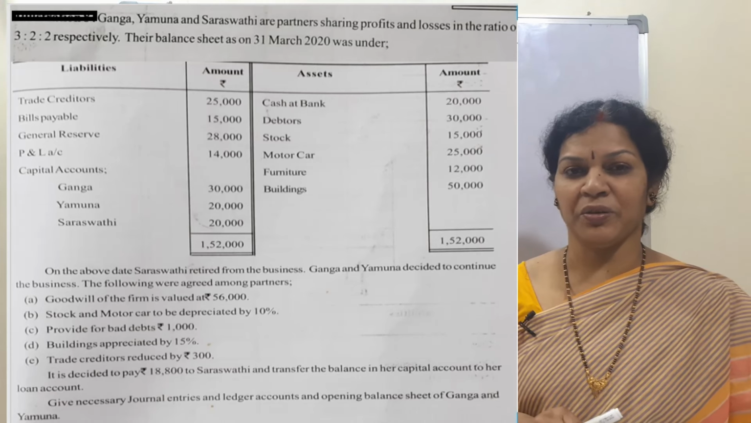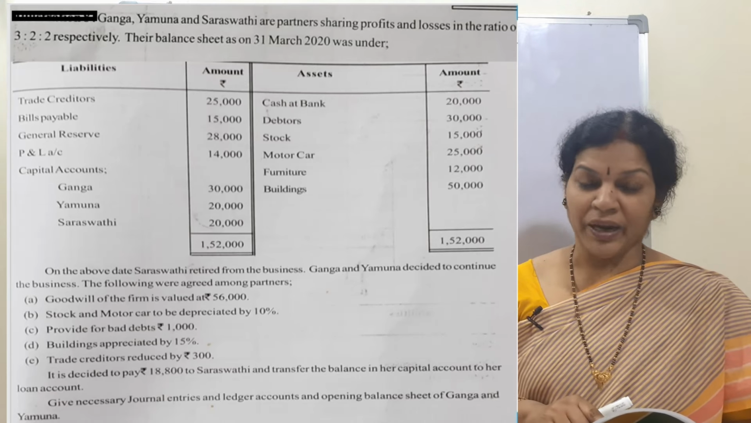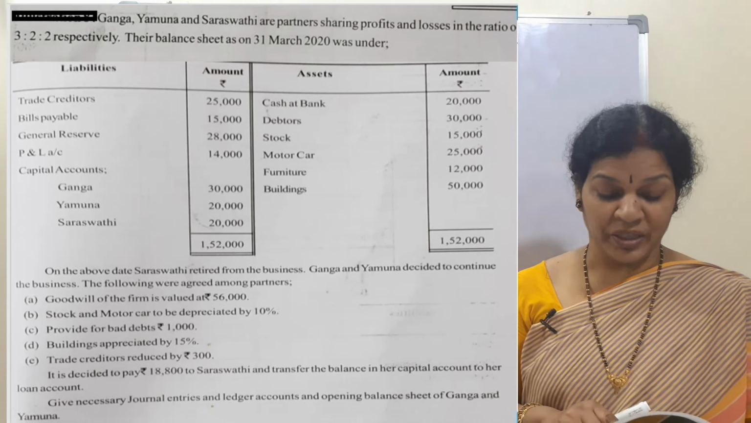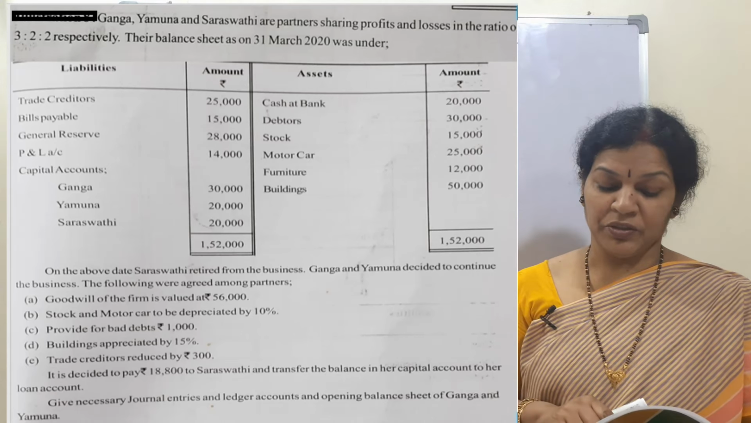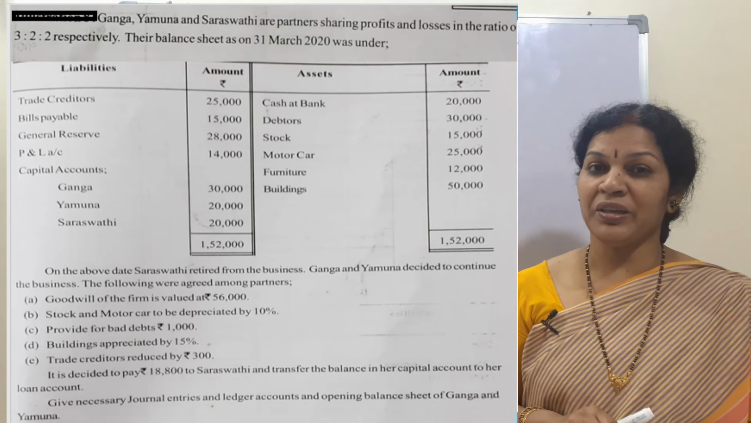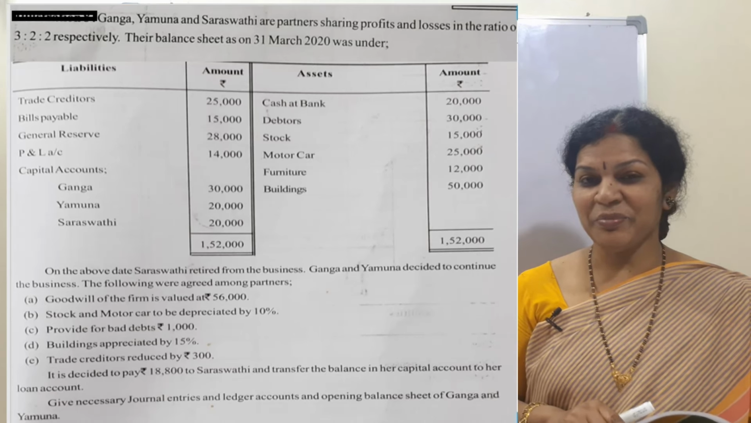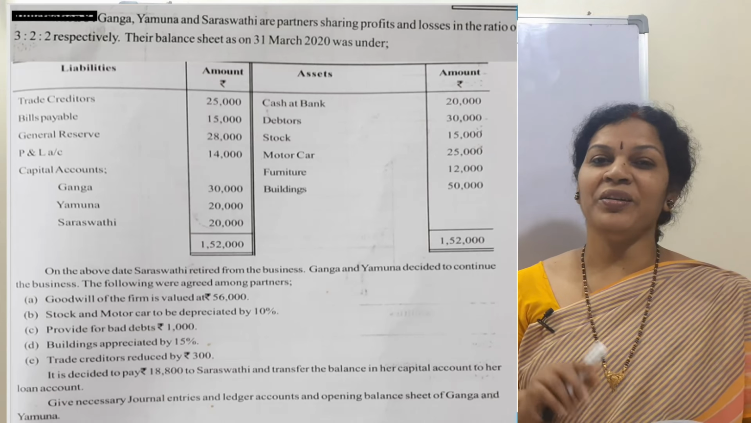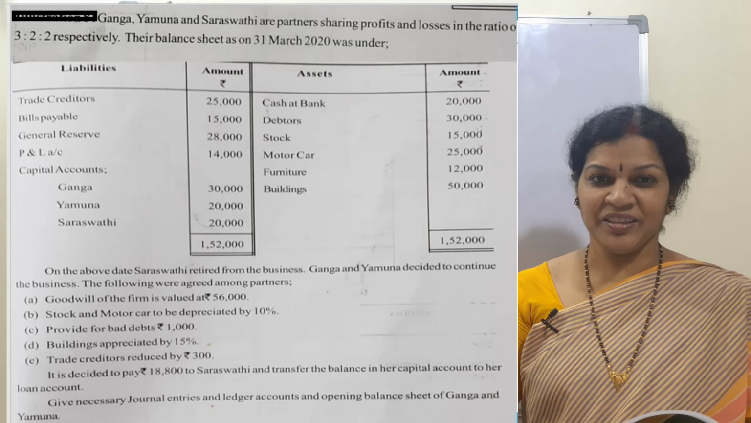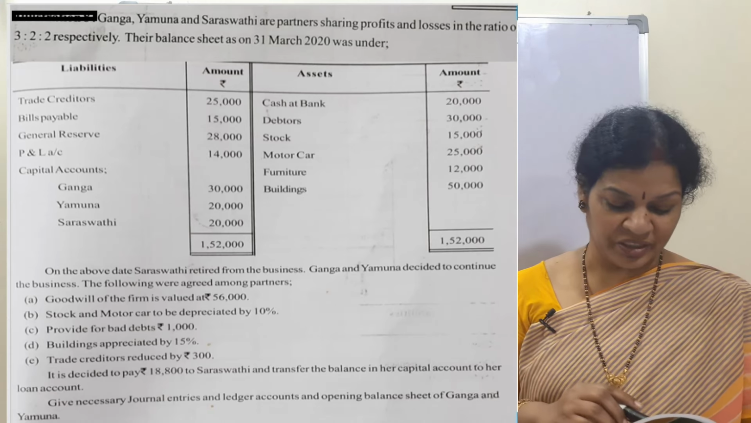Next, stock and motor car to be depreciated. Depreciation is on the revaluation account debit side. Provision for bad debts is also on the revaluation account debit side. Building appreciation is on the revaluation account credit side. Trade creditors reduced: creditors are reducing, meaning revaluation account credit side. Decreasing liability, so revaluation account credit side.